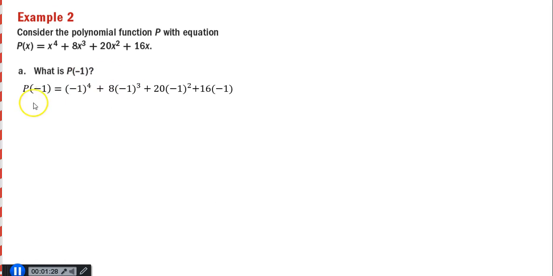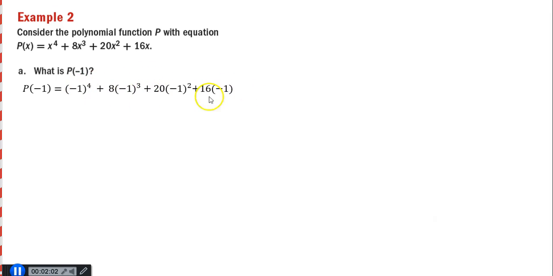So p of -1 is going to be equal to (-1) to the fourth plus 8 times (-1) to the third plus 20 times (-1) squared plus 16 times (-1). So all I did here was take our polynomial function and replace all the x's with -1 because we're evaluating this polynomial function at -1. So that's all I did here. All the x's became -1s. Notice I put the -1 in parentheses where the x was, because that whole -1 is replacing x.